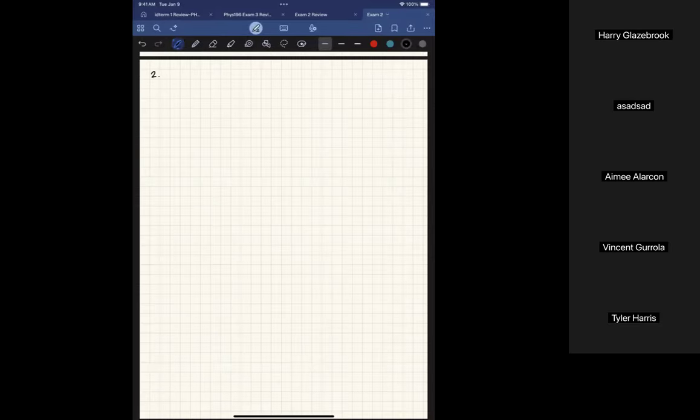We have a second equation for electric flux. It's that the electric flux equals Q enclosed over epsilon naught. So first things first, this is only true for closed surfaces. By closed surface, I mean a sphere or a cylinder. An example of a non-closed surface would be something like a plane or a line.